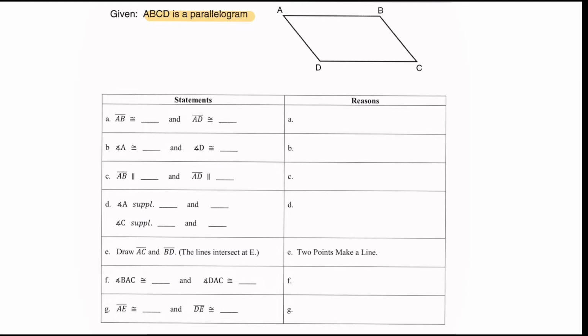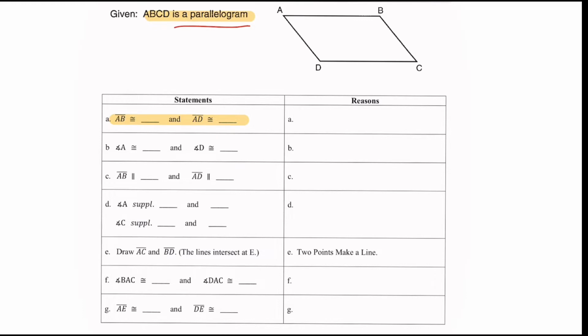Alright, so we're just making some statements on the left-hand side that are true based on the fact that ABCD is a parallelogram. Let's see first. If I look at the first statements down here, I see that AB is congruent to something and AD is congruent to something. What do we think those are? Well, they're obviously talking about line segments. AB is a line segment.